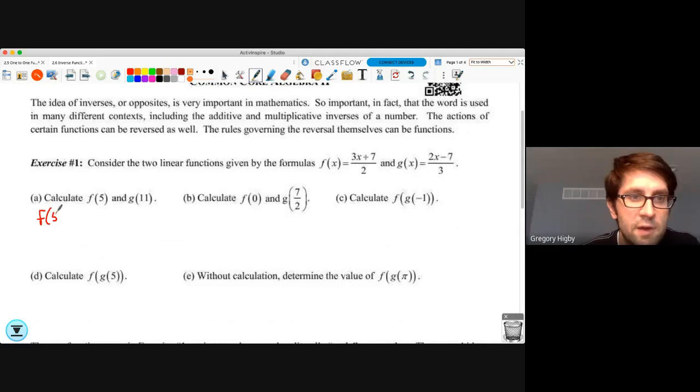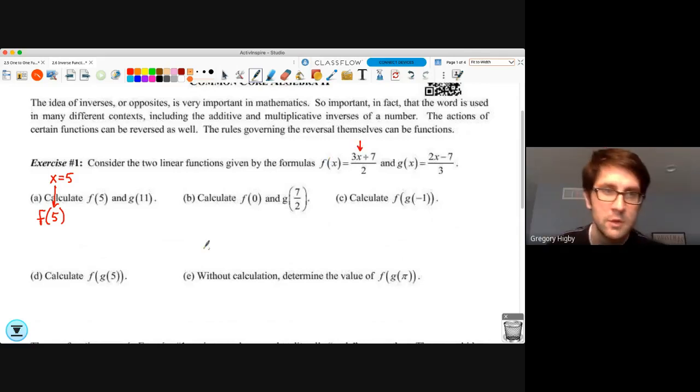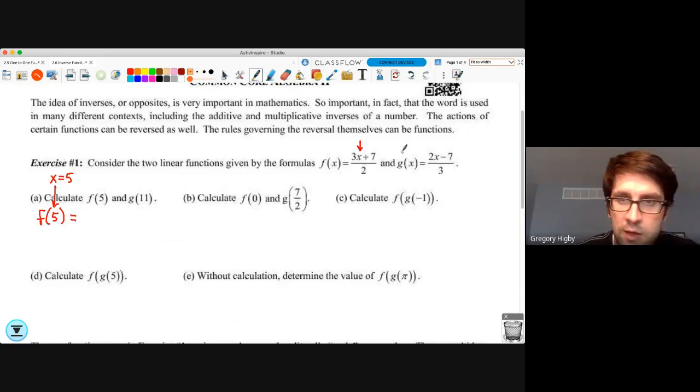So with f of 5, as a reminder, because we've done problems like this, that's saying that x equals 5, and we go to the f function. So go to the f function, and we're going to replace x with 5. And I'm going to do some of this in my head, such as like 3 times 5 is 15. Maybe I'll write that out. I got 15 by doing 3 times 5. And 15 plus 7 is 22. Divided by 2 gives me 11.